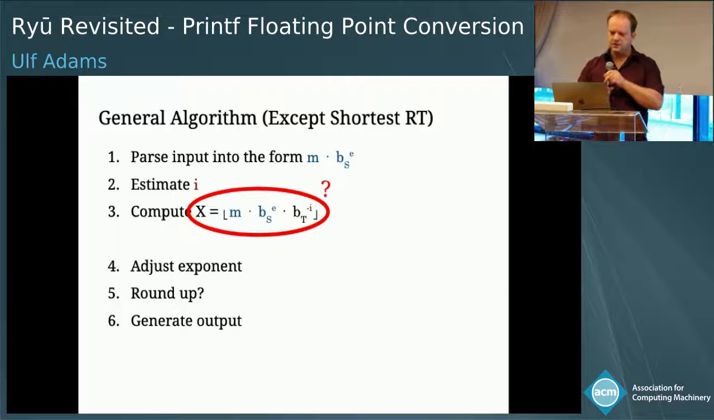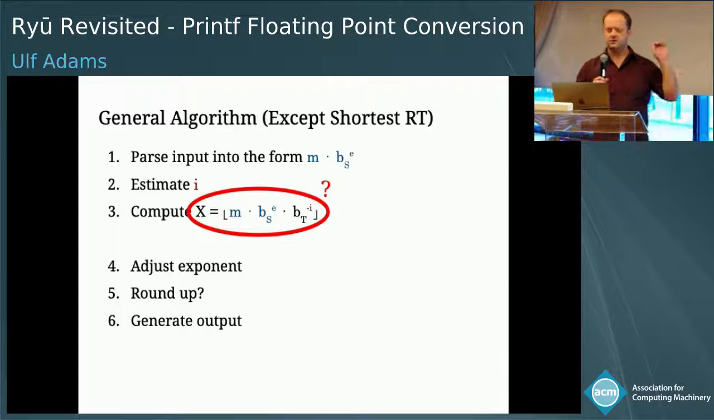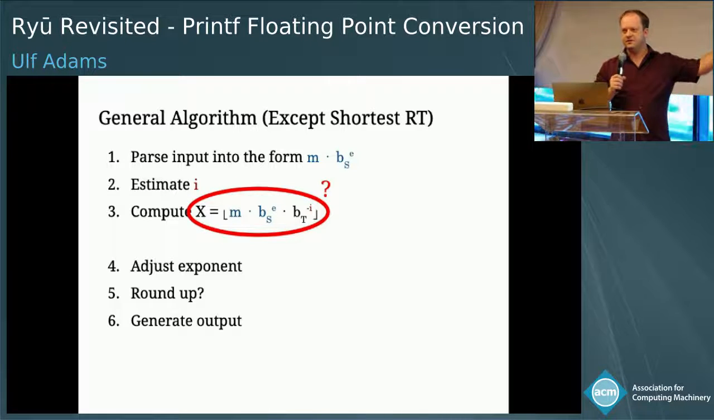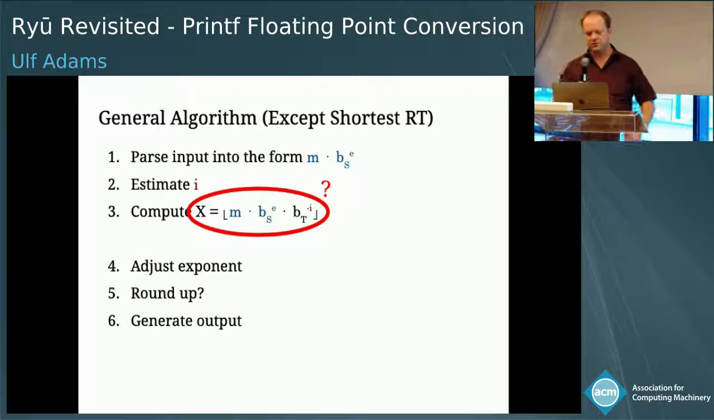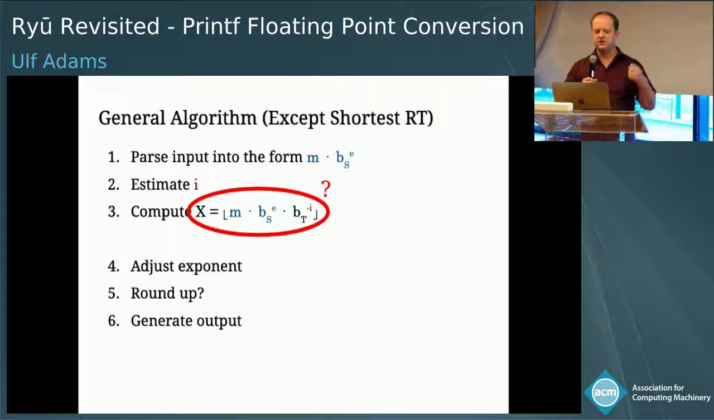All right. So this is a general algorithm. The only case it doesn't handle is shortest round trip. In order to handle that, there is an additional step between steps 3 and 4 here, which I described in my first paper. So if you want to know everything about it, then you should totally read the paper. So the difficult part here is computing x.